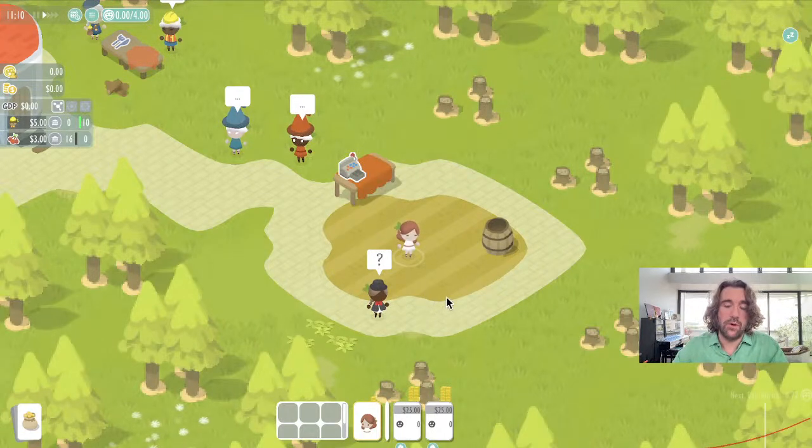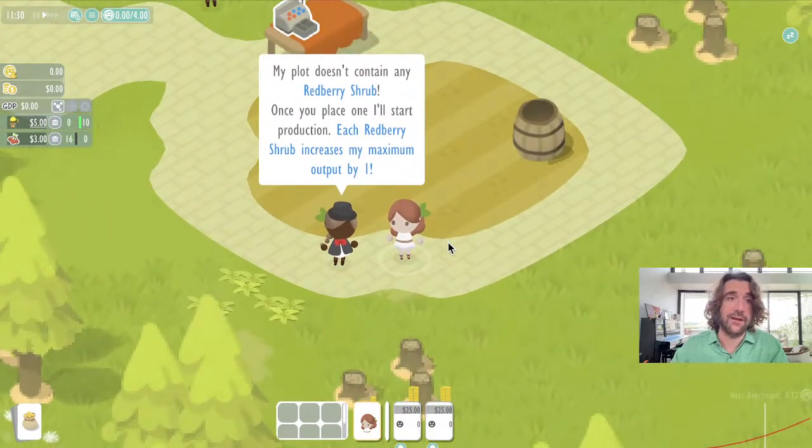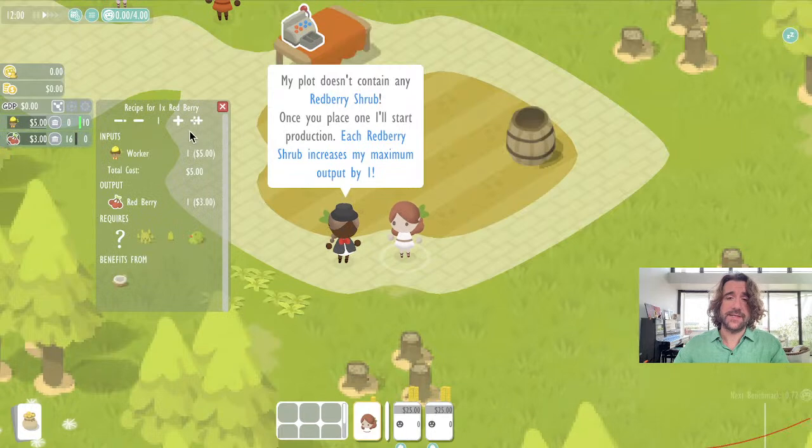One way to pause the game so that you can make a good production decision is to click this pause button here. I click this pause button and now time is frozen. You can make all the decisions regarding this entrepreneur with time paused, without having to worry about starting production and triggering the market right away. The entrepreneur is now asking to put down the red berry shrub so that they can start production. And each red berry shrub increases my maximum output by 1. You have to make up your mind, select which one of these values.